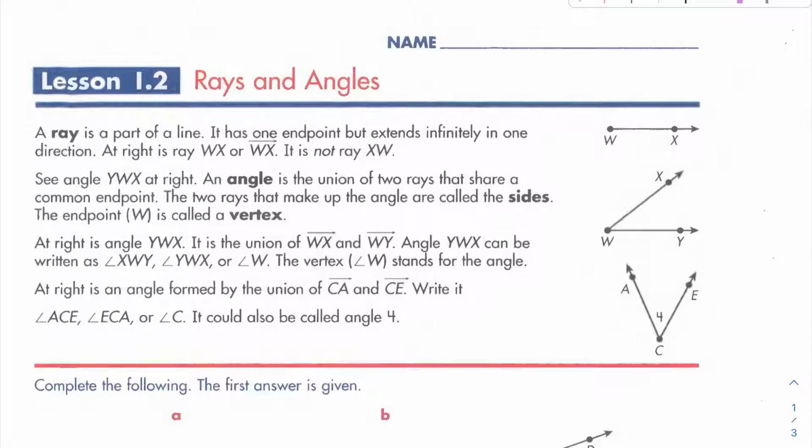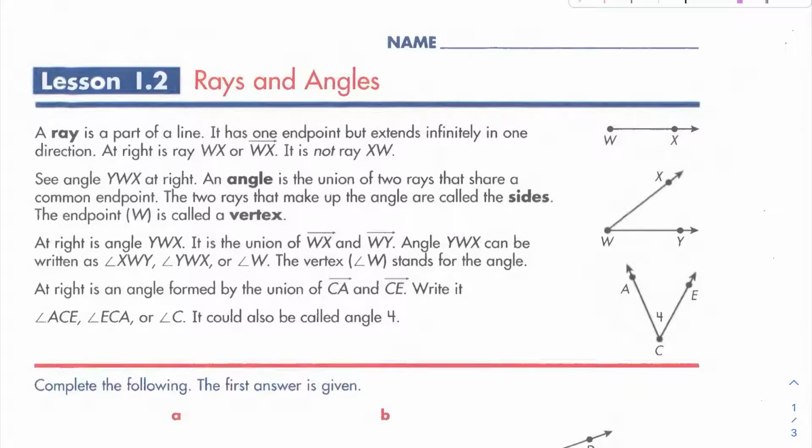Angle YWX can be written as angle XWY, notice the symbol there looks like an angle, angle YWX, or you could simply call it angle W and name it with the vertex letter.